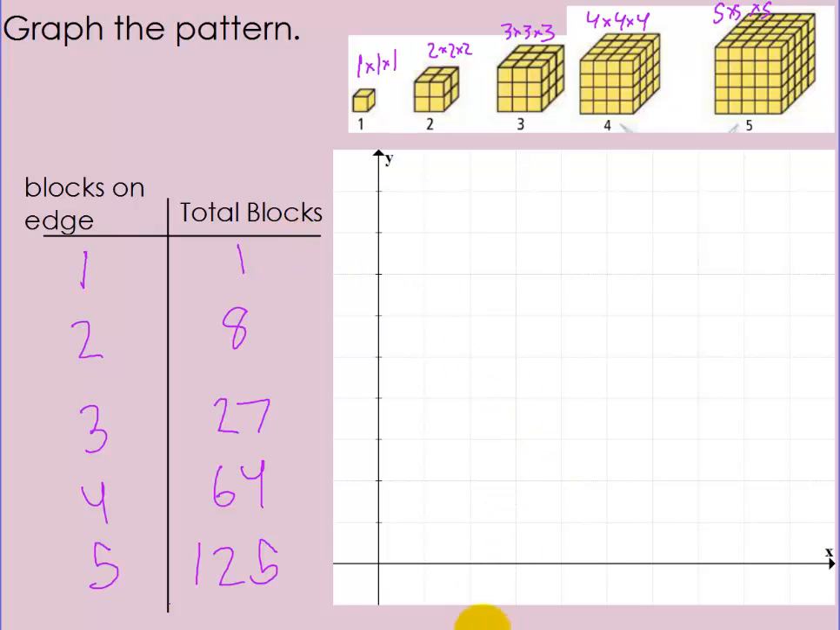So let's graph these. So we're going to call this the blocks on edge. It's going to be my independent variable, and the total blocks is going to be my dependent. And okay, so I'm counting up 1, 2, 3, 4, 5. So I'll count 1, 2, 3, 4, and 5. And then, well, what are we going to do on the other axis? I mean, it's going from 1 to 125, so I'll probably have to go up.